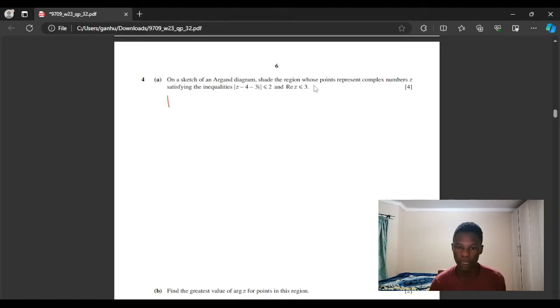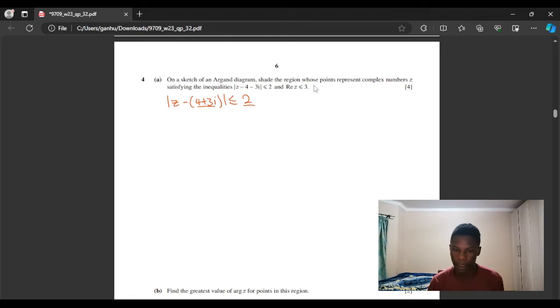Okay, so we can rewrite the modulus inequality like this. Let's factor out the negative sign here, so that becomes modulus of z minus (4 plus 3i) is less than or equal to 2. So that means we are drawing a circle with center (4, 3), and its radius is 2.